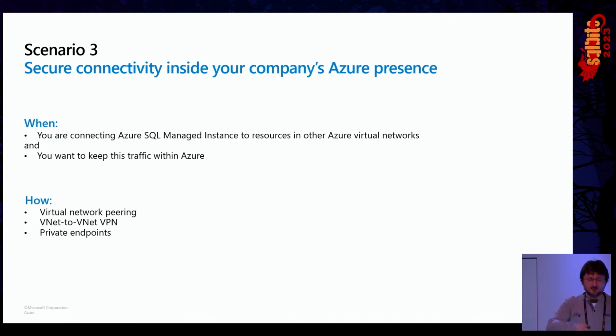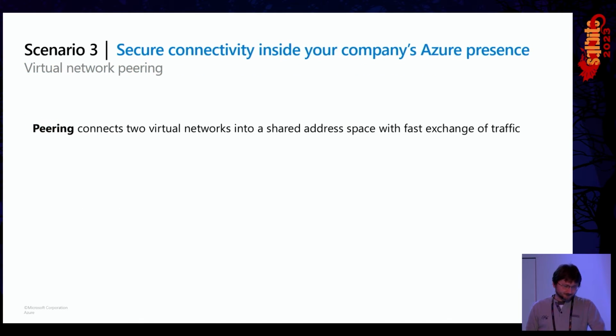Third scenario, secure connectivity inside your company's Azure presence. So we're now past just playing with SQL Managed Instance. We're past just logging on as a single operator. We're looking to enable connectivity scenarios where there are other applications and other virtual networks involved. So there are three ways to do this: virtual network peering, VNet to VNet VPN, and private endpoints.